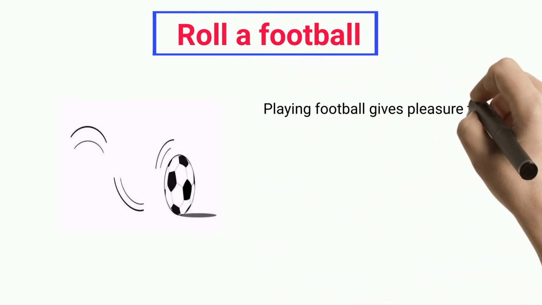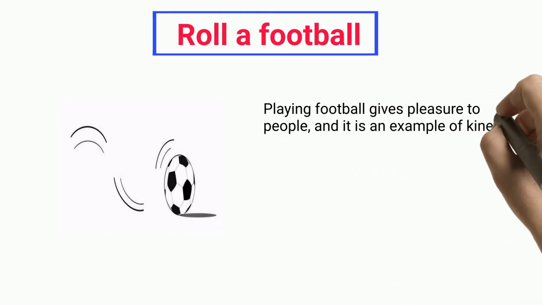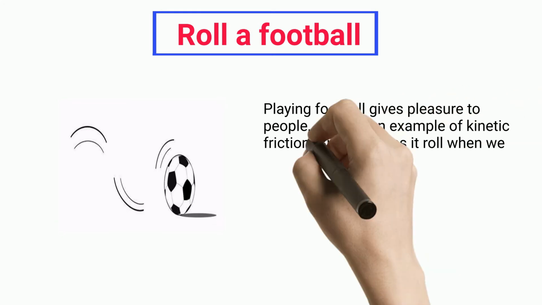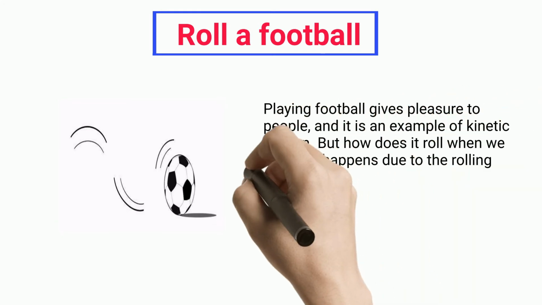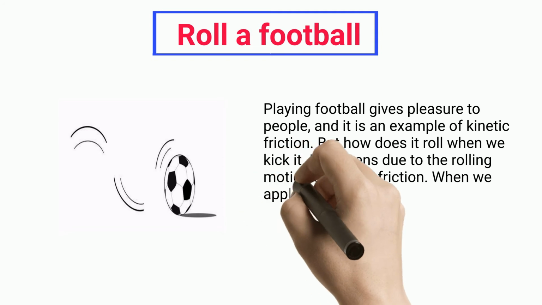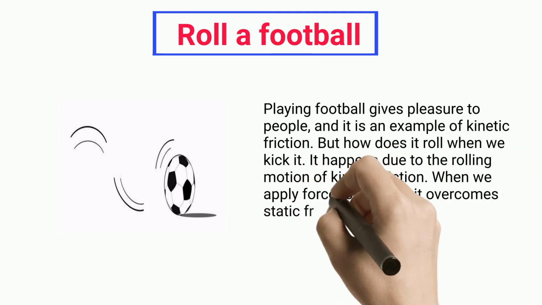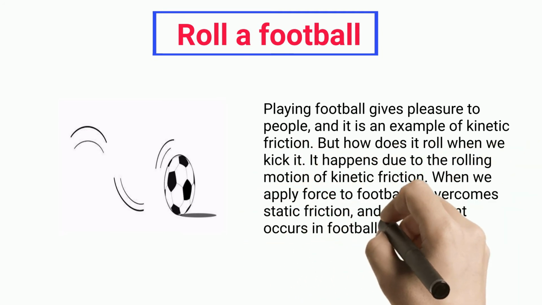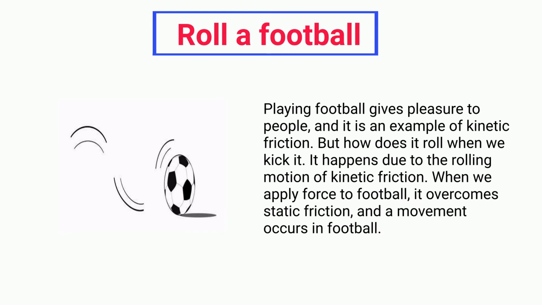Playing football gives pleasure to people, and it is an example of kinetic friction. But how does it roll when we kick it? It happens due to the rolling motion of kinetic friction. When we apply force to a football, it overcomes static friction, and a movement occurs in the football.